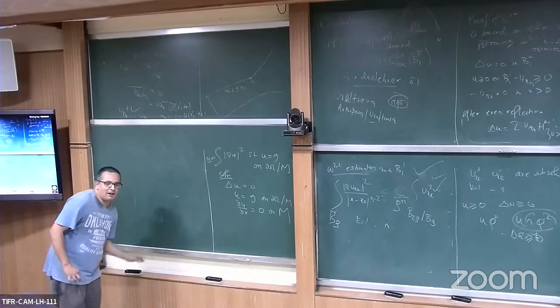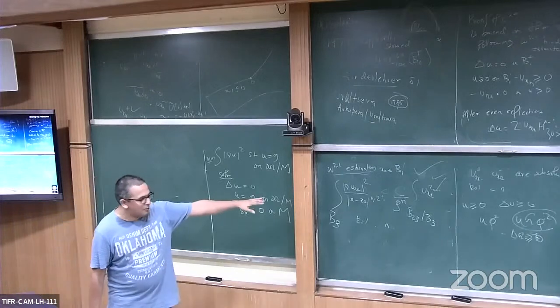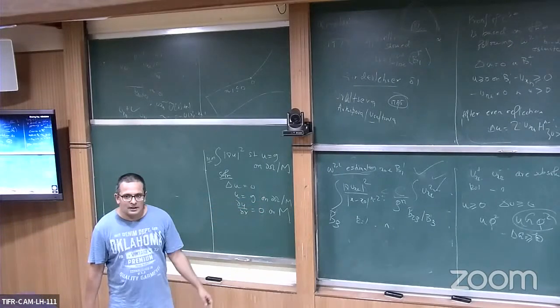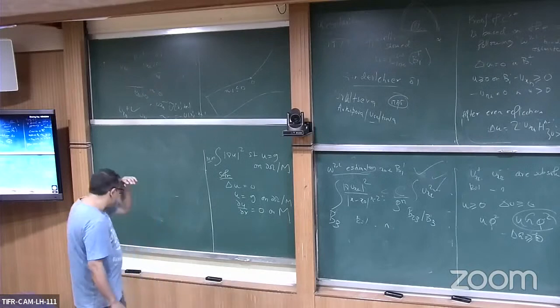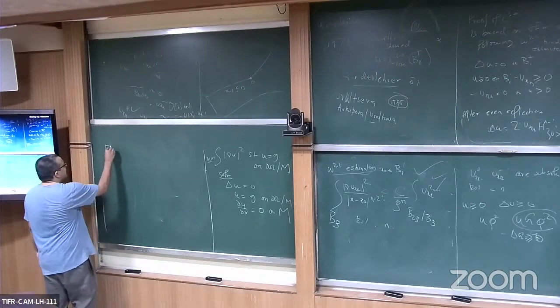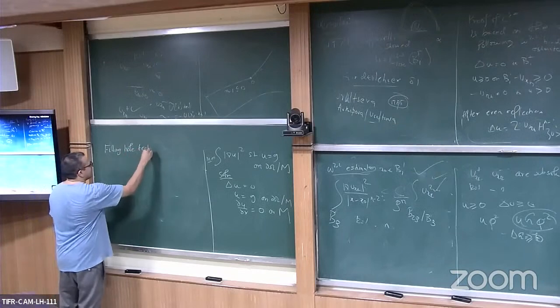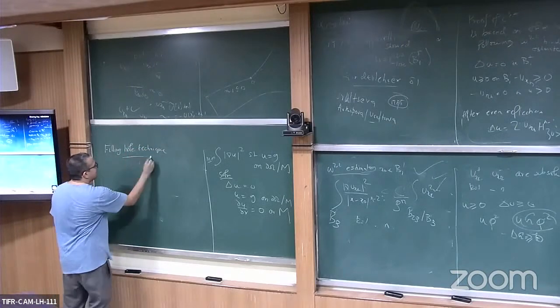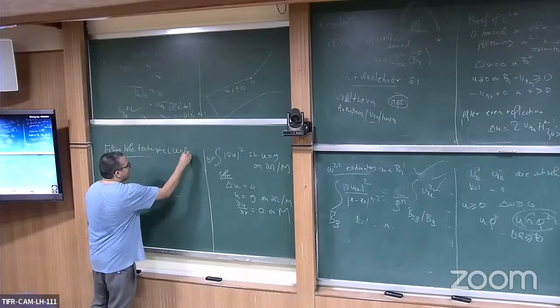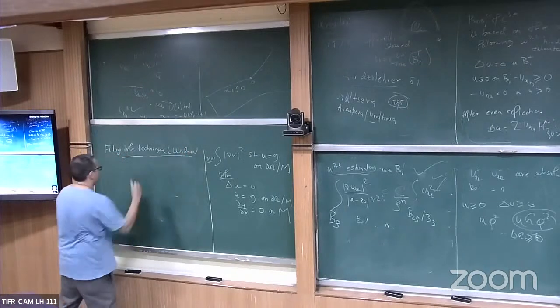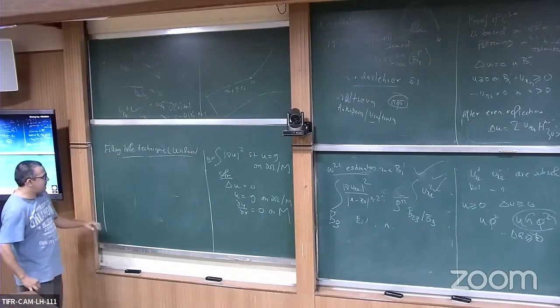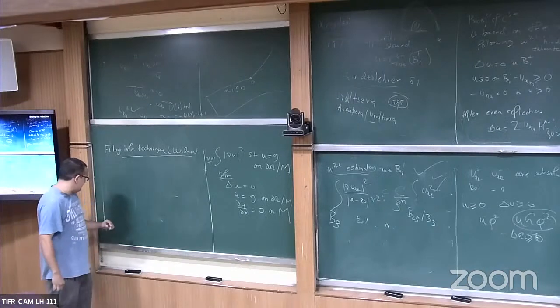So now, how do I use these W22 estimates to know that u is C1 alpha? This is based on the filling hole technique. I think this first came due to Whitman, okay, the filling hole technique. What I do is quite geometric, as you will see.